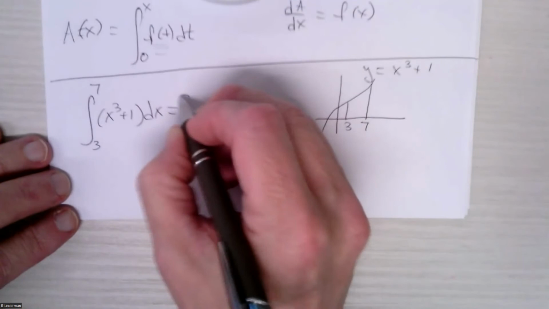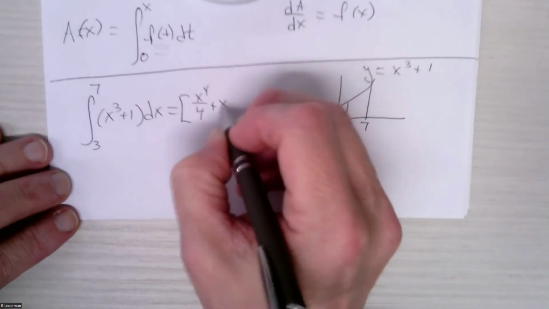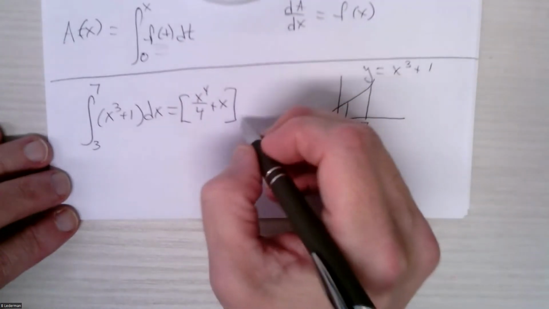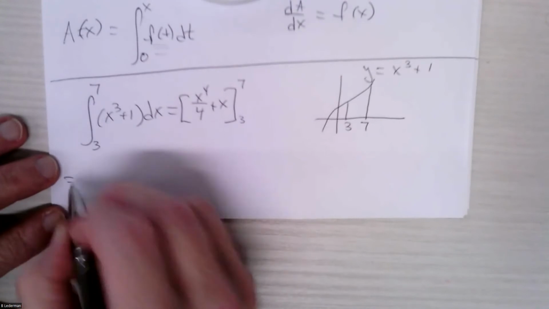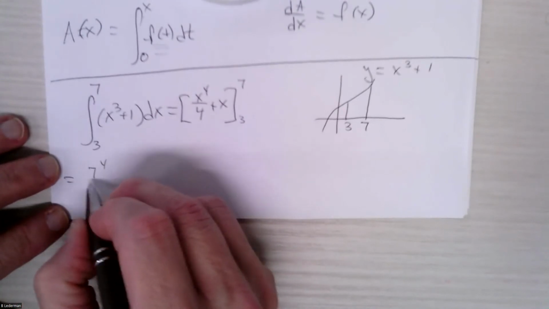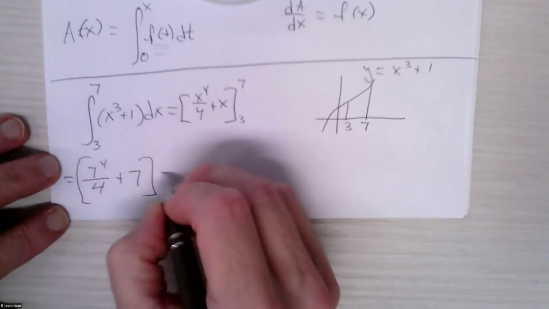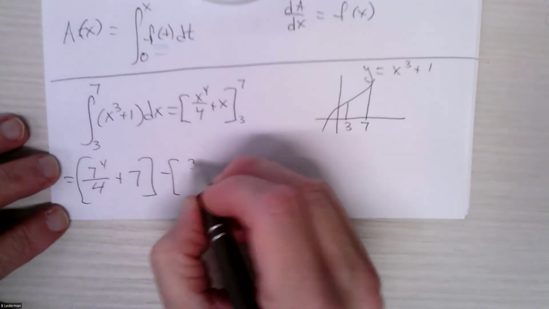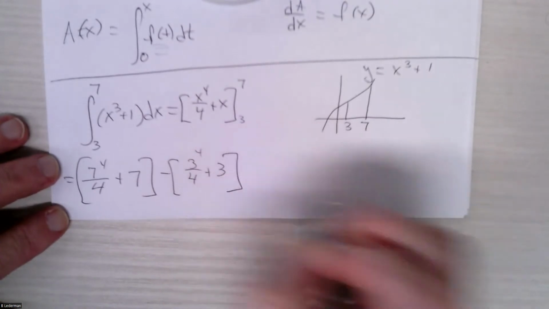dx, and that's going to equal x to the 4th over 4 plus x, evaluated between 3 and 7, and that's going to equal 7 to the 4th over 4 plus 7 minus 3 to the 4th over 4 plus 3.